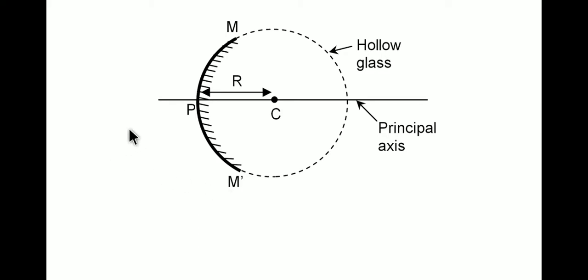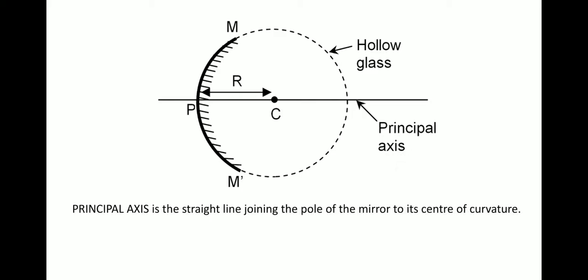Now you can see the straight line over here. A straight line from the pole, and it's passing through the center of curvature. So what is this line called? It's called the principal axis. The principal axis is the straight line joining the pole of the mirror and its center of curvature. So this is your principal axis.